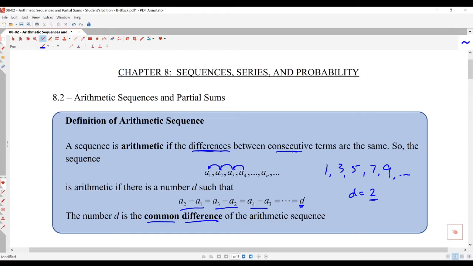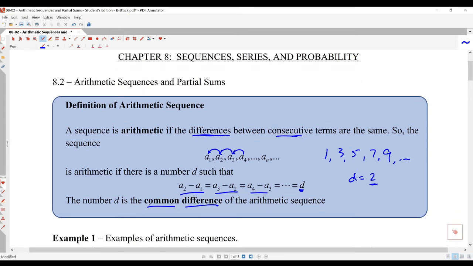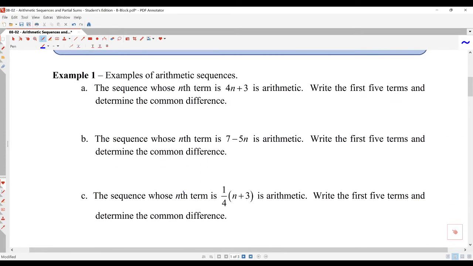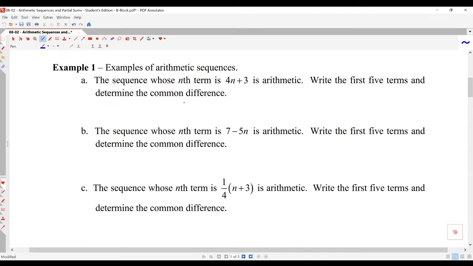That would be arithmetic. If it went 1, 3, 5, 7, 19, well, then now you've got a difference that's not 2 anymore, so it would not be an arithmetic sequence at that point. All right. Let's take a look at some examples of arithmetic sequences. The sequence whose nth term is 4n plus 3 is arithmetic. Write the first 5 terms and determine the common difference.